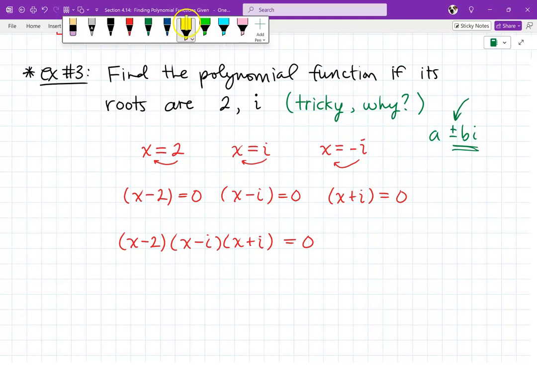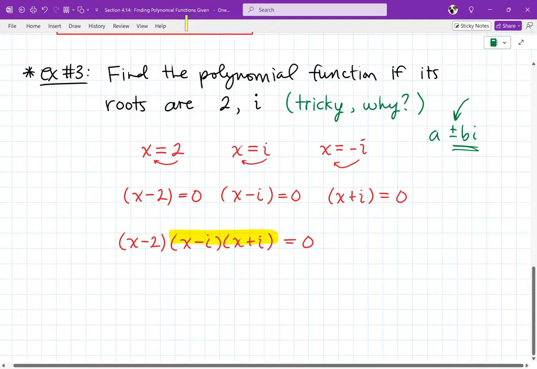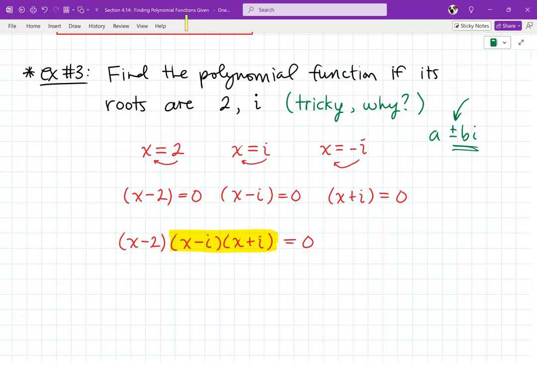Now here's the most important part when you do imaginaries. This is what you want to do first. Do not multiply x minus 2 times x minus i first, or else you're just going to make a big mess. It doesn't mean you're going to get it wrong, but you're going to make your life really difficult. Multiply the imaginaries that are kind of matching, the x minus i and the x plus i. Multiply those first. You're going to see why when we do this. So I'm going to multiply those first.